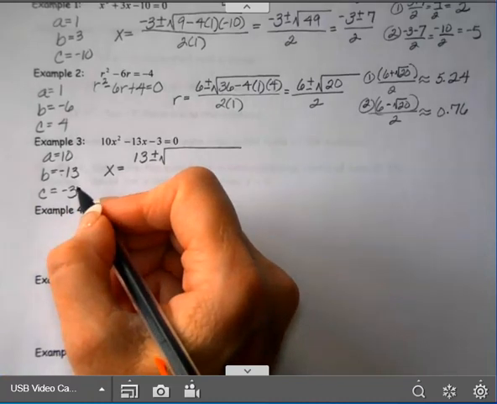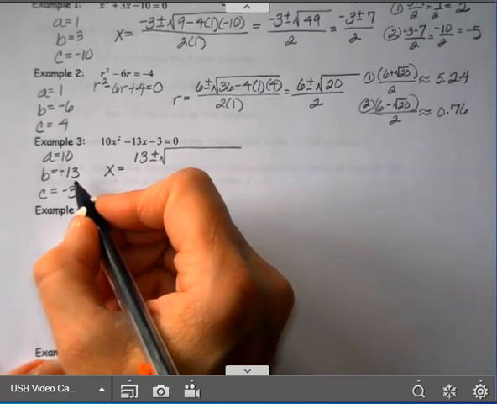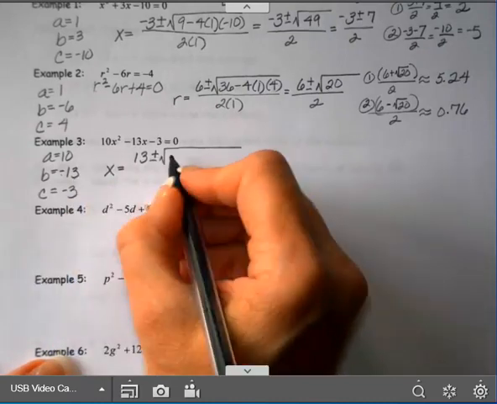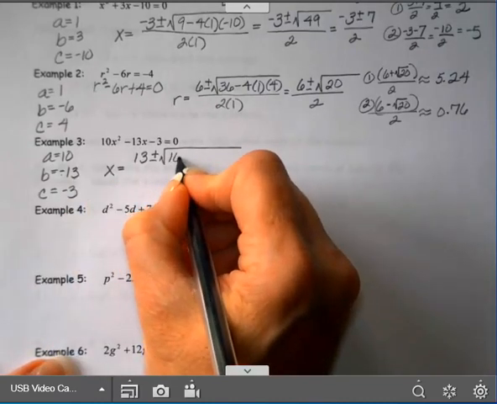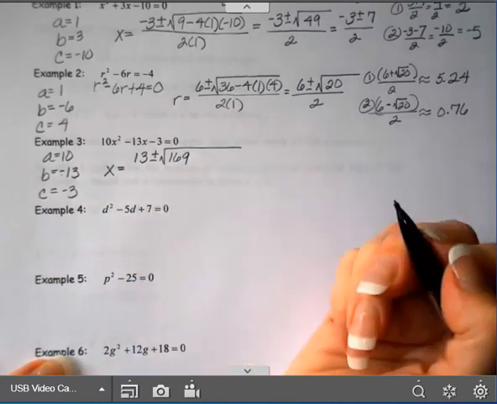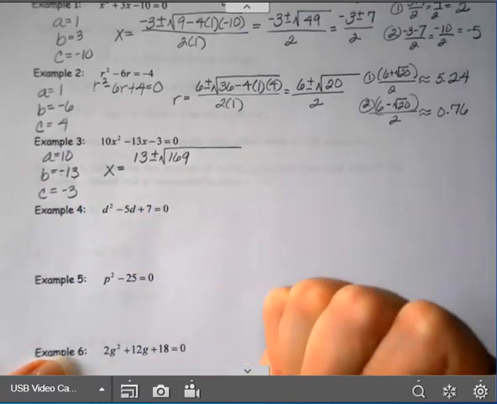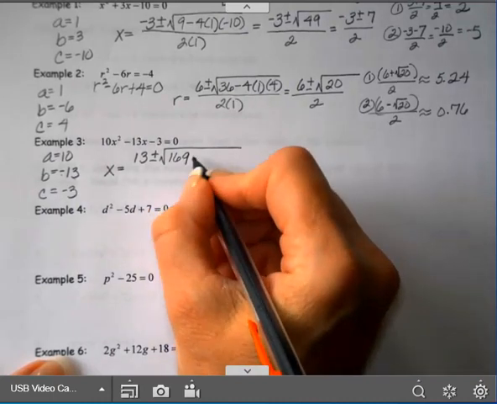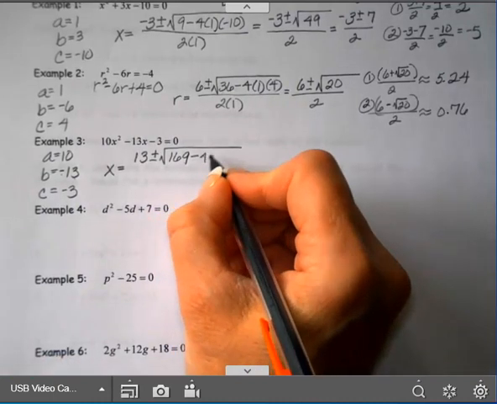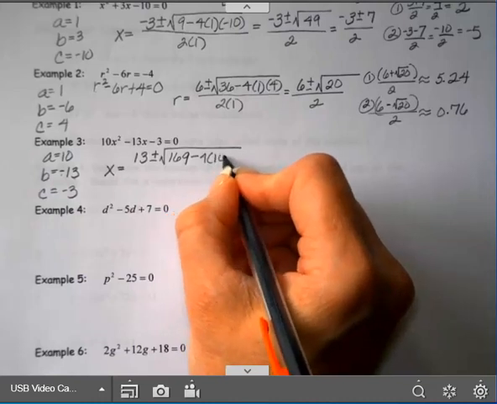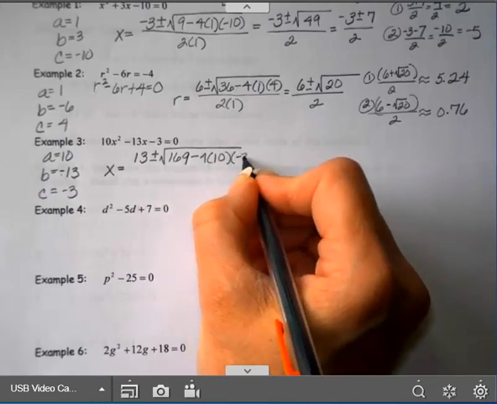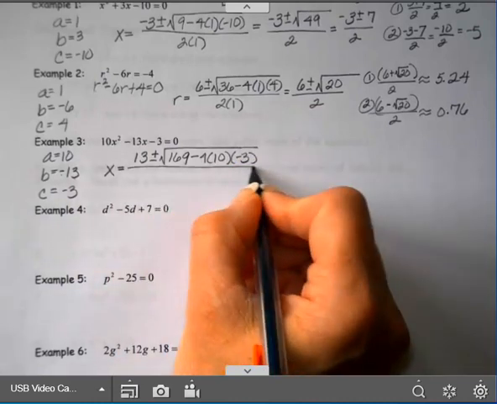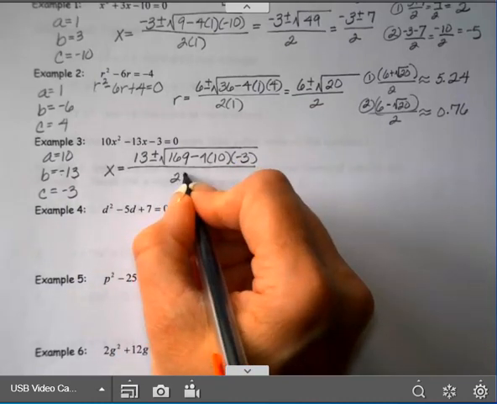When you square B, -13 times -13 is positive. This first number here always should be positive. That's a mistake I say a lot of people make. That's why I said go ahead and just square B, make sure that that's positive. So that's B squared minus 4 times A, which is 10, times C, which is -3. And that whole thing is divided by 2 times A.